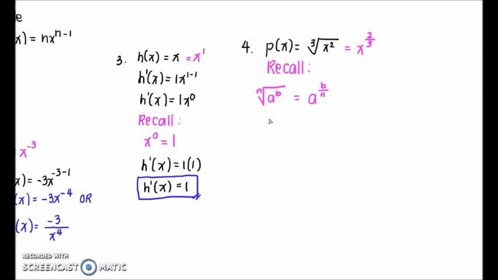So, power rule ulit. Let's get the derivative of p of x. So, power rule, drop the exponent. Our exponent is 2/3. So, copy the base, which is x, subtract 1 from the exponent. So, 2/3 minus 1. So, dapat marunong tayong mag-subtract ng fractions ulit. So, the derivative of p of x is equal to 2/3 times x raised to, so 2/3 minus 1 is actually equal to negative 1/3.